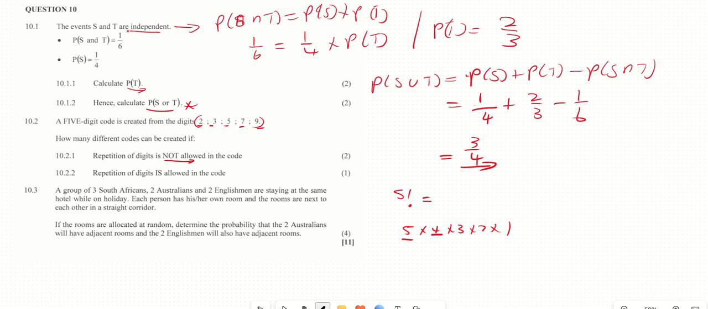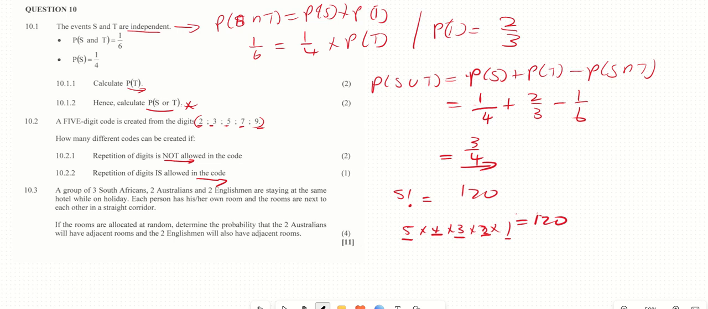We choose out of 4 because we chose 1 already. We choose out of 3 because we chose 2. Choose out of 2 because we chose 3. Choose out of 1 because we chose 4. So which is 5 factorial. Then how many codes are we going to create? We're going to create 120 codes. Or we can say this is 5 times 4 times 3 times 2 times 1, which is 120.